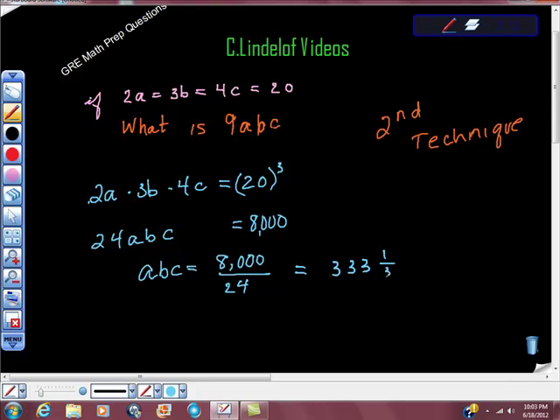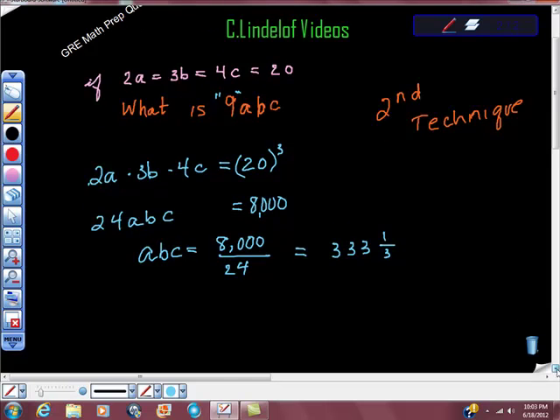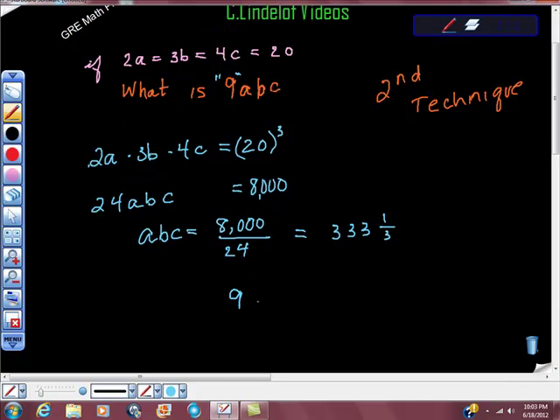Anyway, that turns out to be 333 and a third. And remember that this is abc, right? abc is equal to this. We want 9abc. So we have 9 times 333 and a third. We're using that simple calculator that they would have provided us. We multiply this, and again, we'd get 3,000.